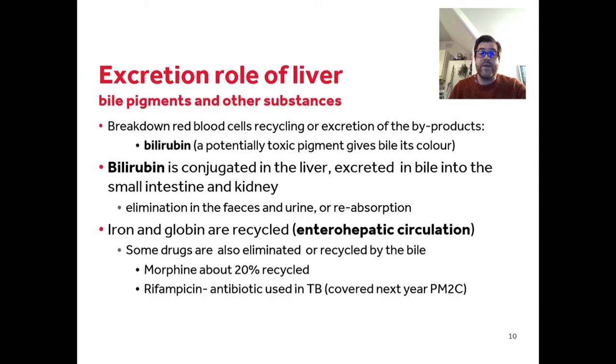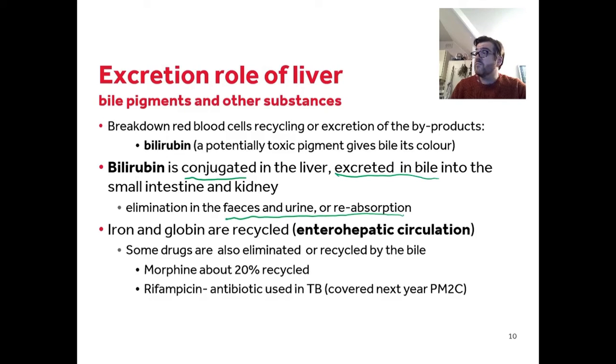Now, bilirubin is conjugated in the liver. We'll talk more about conjugation later, and it's excreted in the bile into the small intestine, and also some of it is excreted into the blood and excreted by the kidney, hence the colour of the urine. So it's really important that it's eliminated by 2 processes, both the feces and the urine, or it can be reabsorbed if the body needs it.